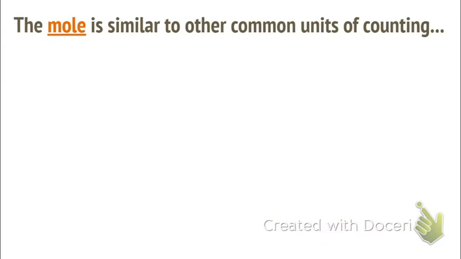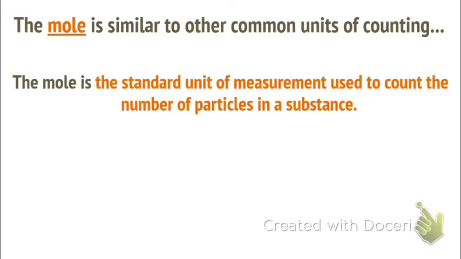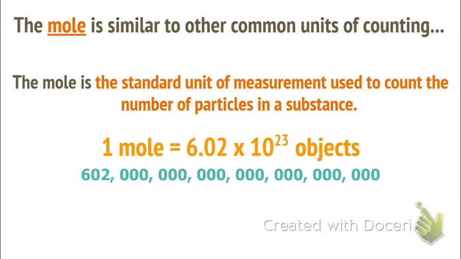So the mole is similar to this, but instead of saying I have a dozen objects, I am going to use a mole of objects. A mole is a standard unit of measurement that we use to count the number of particles in a substance. 1 mole is equal to 6.02 times 10 to the 23rd objects. Like a dozen is 12 objects, but a mole has this many objects in it. That's a lot of objects.